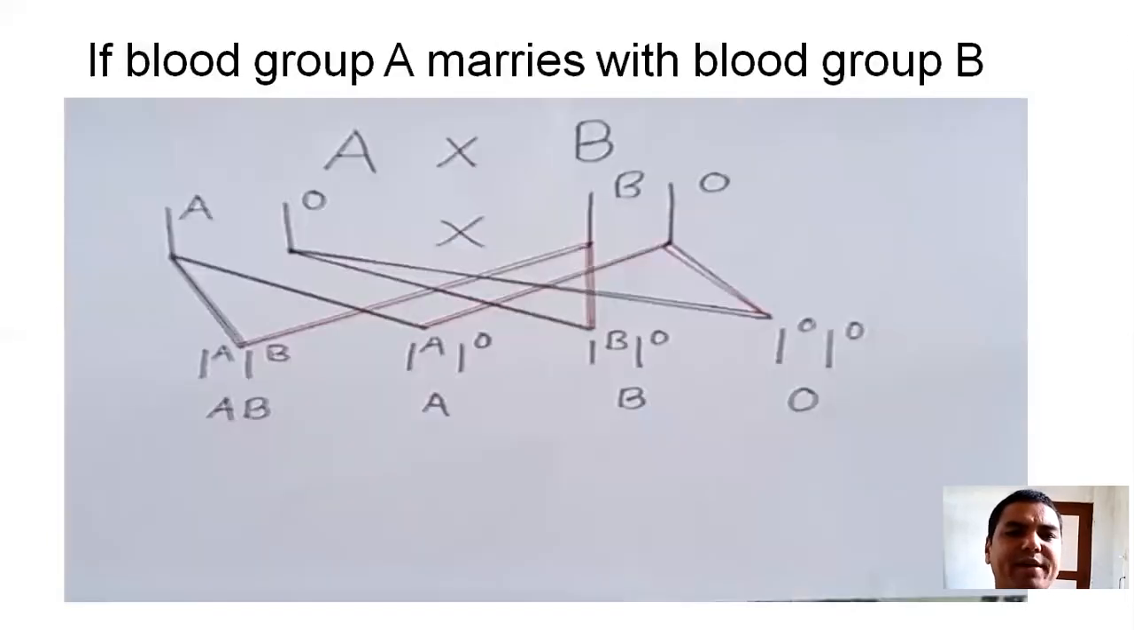If blood group A marries blood group B, what happens here? I am showing here that with A blood group and B blood group, an AB or A or B or O baby has a chance to be born. From this figure, we can understand like this.